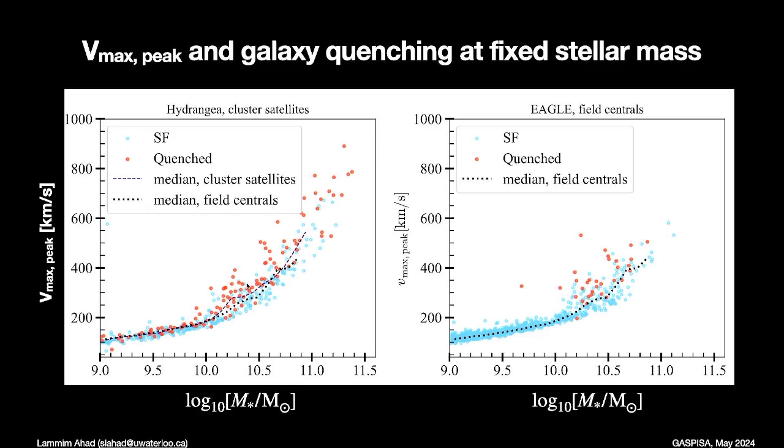And what we see is that if we look above 10^10 solar mass galaxies, in both of these cases, most of the red data points are above this median line, which is basically showing us that at the same stellar mass, quenched galaxies are likely to have a higher Vmax peak value. So how do we connect that with the whole scenario?